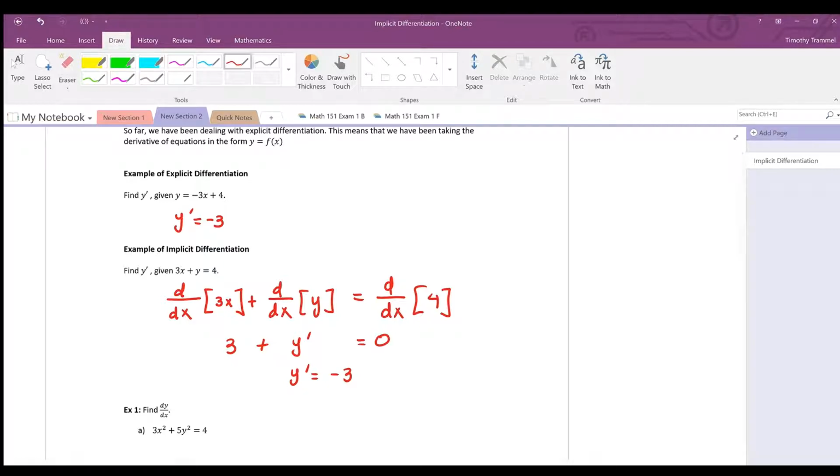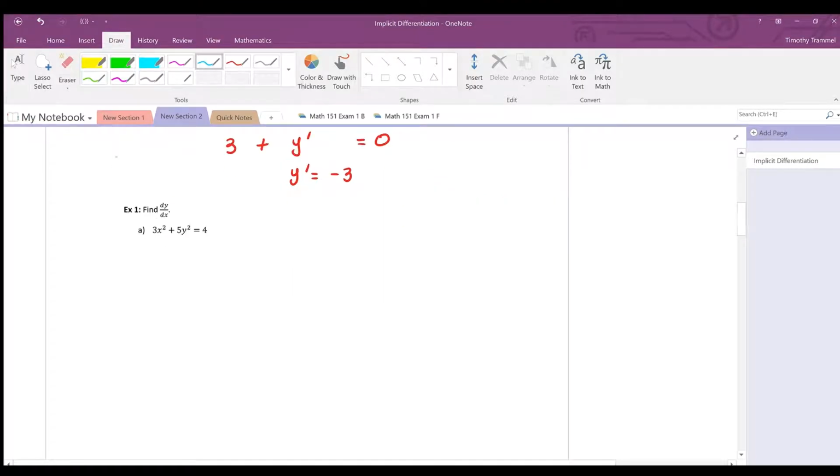Well, let's see how this applies to maybe some harder problems. But I do want to point out this was our explicit differentiation, and this was our implicit. And again, implicit just meant we were taking the derivative with respect to x without having solved for y first. That's all this really means.